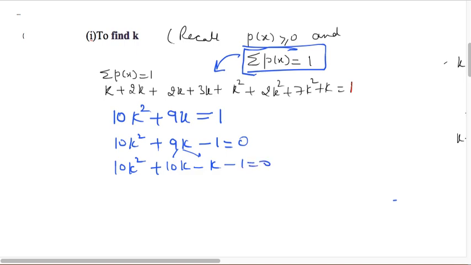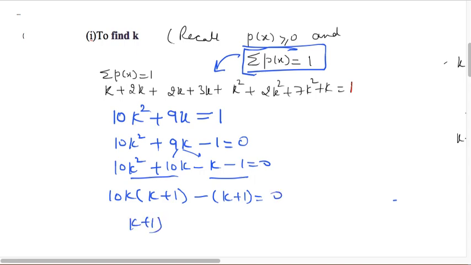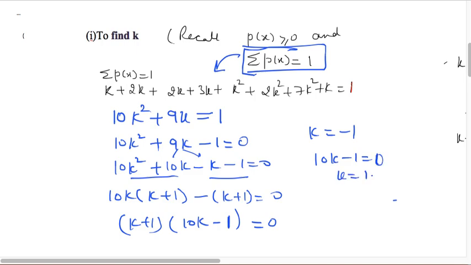And then we can club the two pairs and simplify. From the first pair I am getting 10k common and k plus 1 is here, minus 1 common, k plus 1 is here. So now we are ready with the two factors. One factor is k plus 1, the second factor is 10k minus, because here we don't have a number, it means it is a 1. When you simplify, you will get k equals minus 1 as one value, and 10k minus 1 equals 0 means k equals 1 by 10.